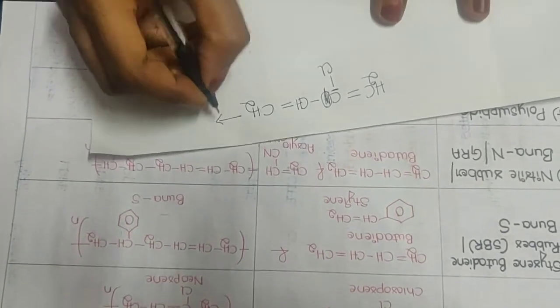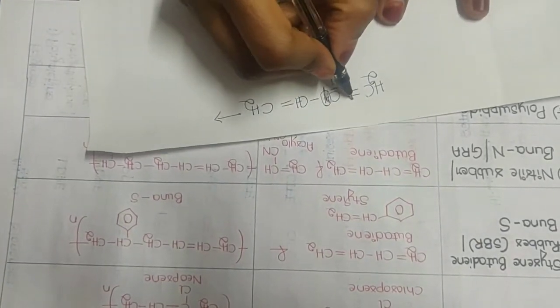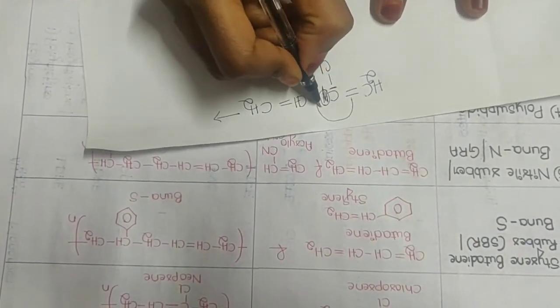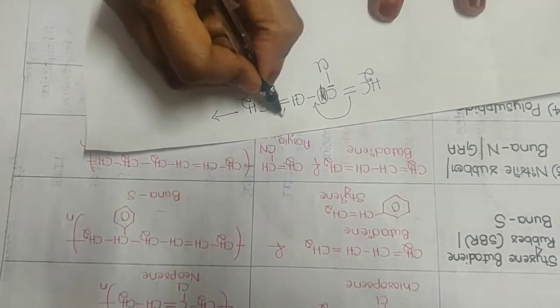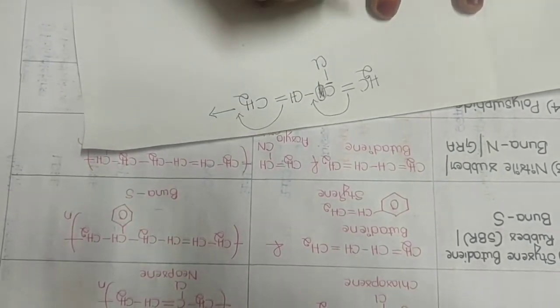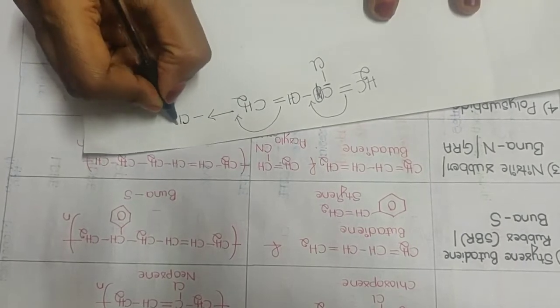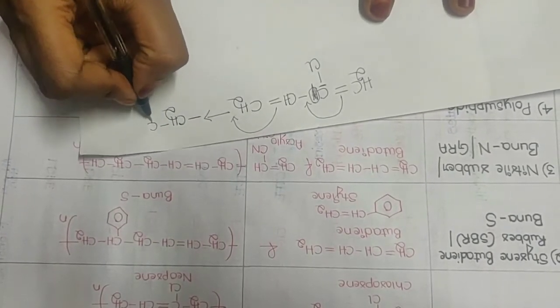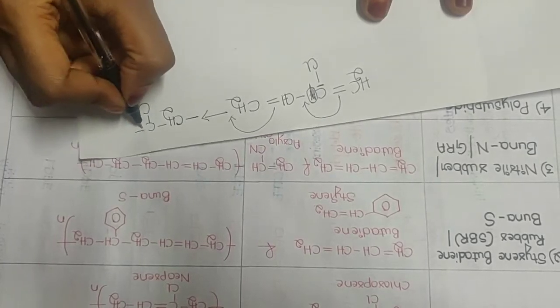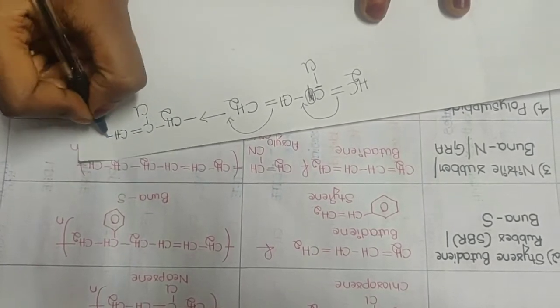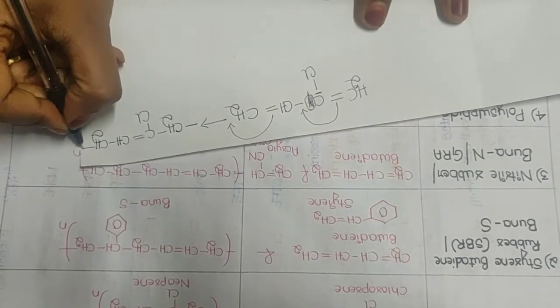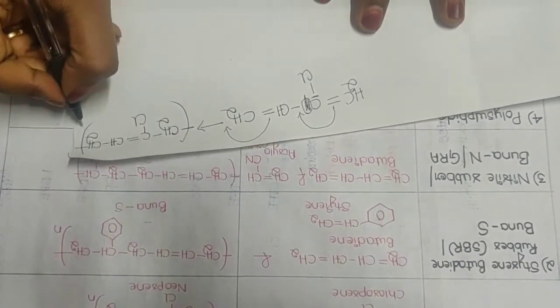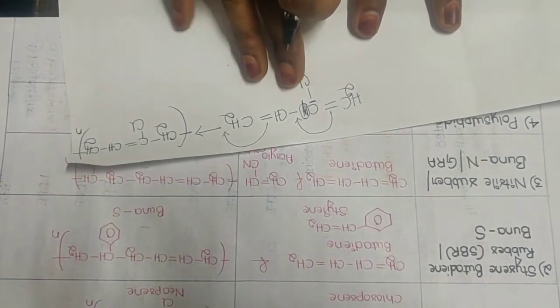Here, very simple, as I have told you, you should have a delocalization of a pi electron. Just by shifting the pi bond like this, you will end up with a partial structure. So you will write here a bond, CH2, single bond, CCl, double bond, CH, single bond, CH2, single bond. So this is the partial structure for neoprene polymer.